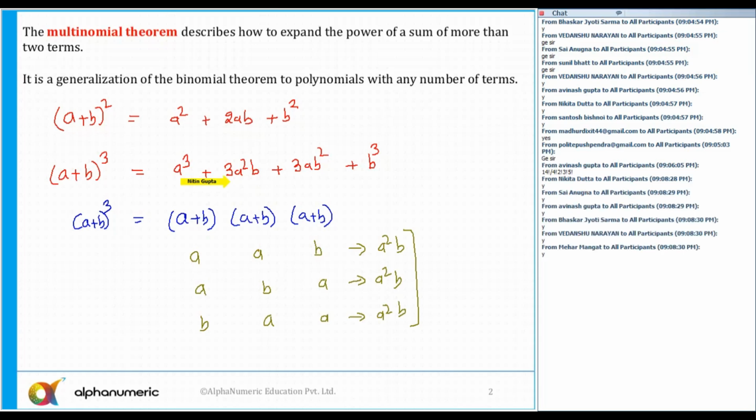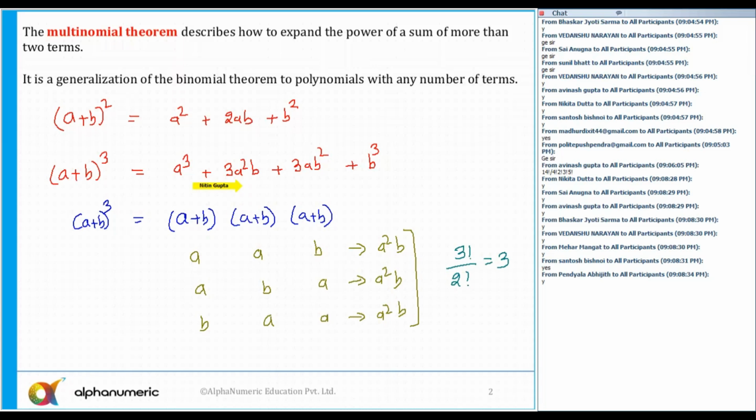So what is happening here? Out of the three brackets, from two of the brackets we need a, and from the other we need b. So two a's and one b. These three objects can arrange themselves in how many ways? That is factorial 3 upon factorial 2, which comes out to be equal to 3. And that's the reason the coefficient is 3. Basically it is nothing but the arrangement of 2a and 1b. So these 2a and b can be arranged in three ways. That's why we are getting the coefficient 3.